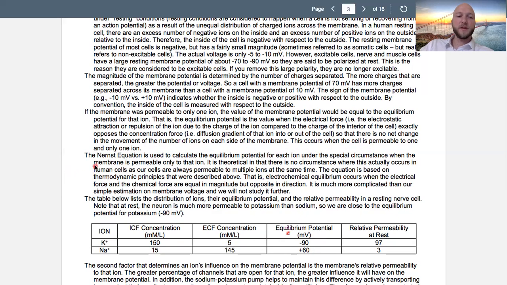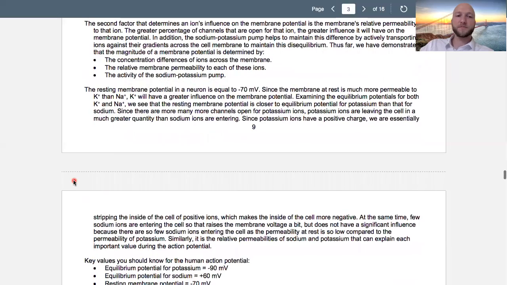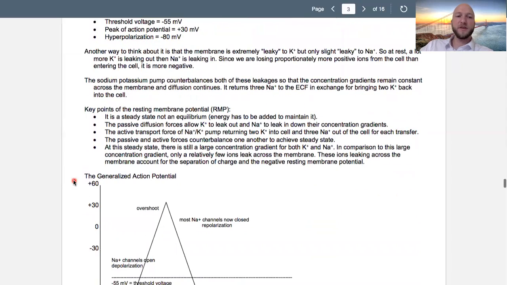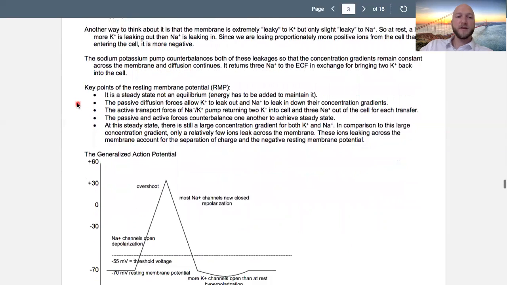So next up in this question, it asks about the action potential and what's happening with the ions during the action potential. First I want to point something out. I do want you to know these numbers, key values you should know, nudge, nudge, wink, wink. This is an important section to study these right here. We just talked about the equilibrium potentials. We're going to get to these bottom 4 numbers next.